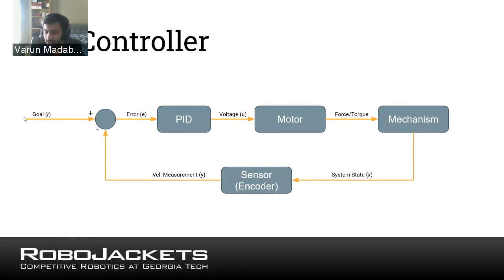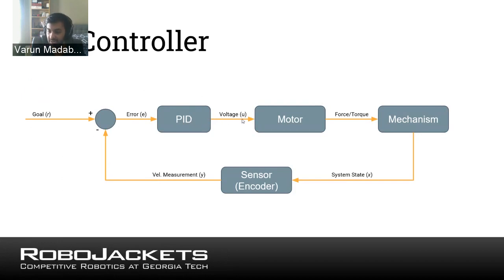So the input is the goal, where you want the robot or mechanism or whatever it is to be. And the measurement y, which comes from an encoder, is subtracted from the goal. The difference between the goal, which is where you want to be, and the measurement, which is where you are, is the error. And you want the error actually to be 0. So the PID controller will take in the error and it'll decide what is the best voltage of the motor to input to make the error 0.